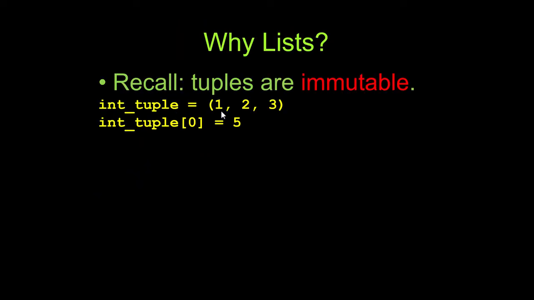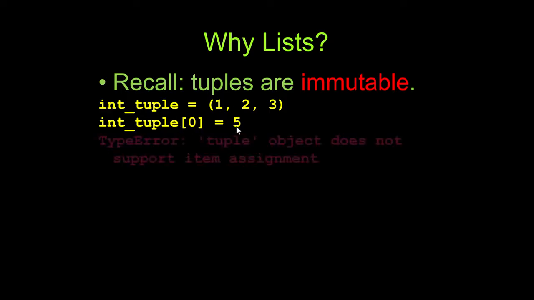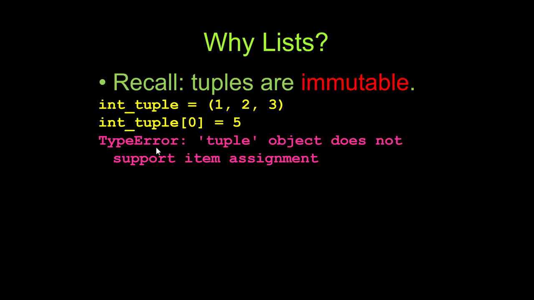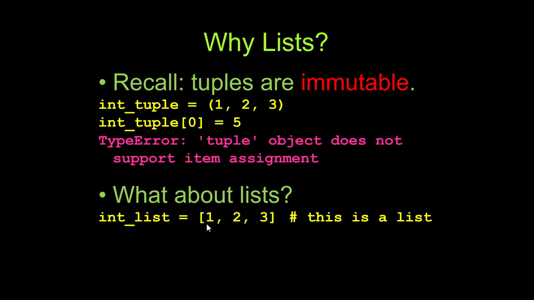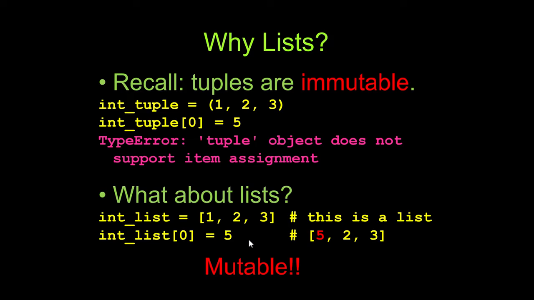So this tuple 1, 2, 3, if we try to change the first entry to 5, we get type error, as we cannot possibly assign a new value to an element of the tuple. What about list? List is different. For a list with 1, 2, 3, if you want to change the first entry to 5 to get 5, 2, 3, and this worked, that is, list is mutable.